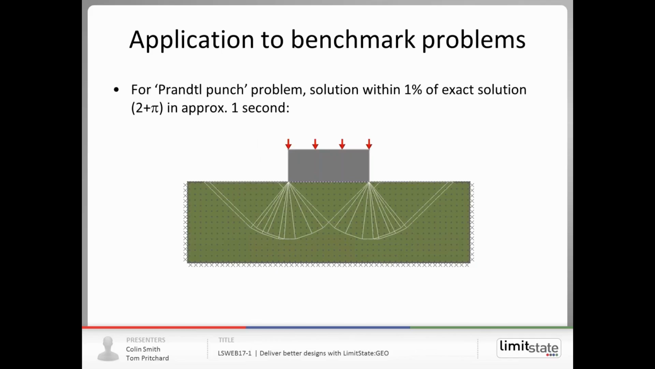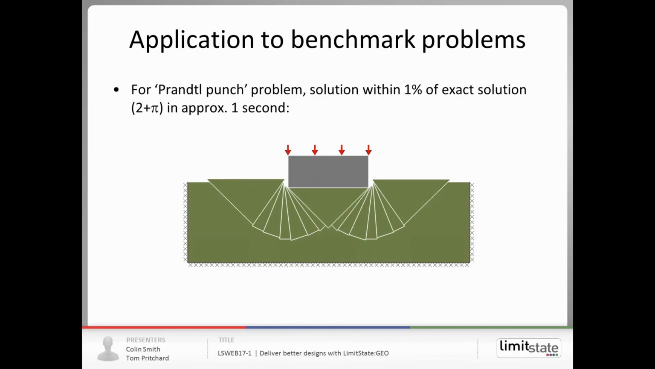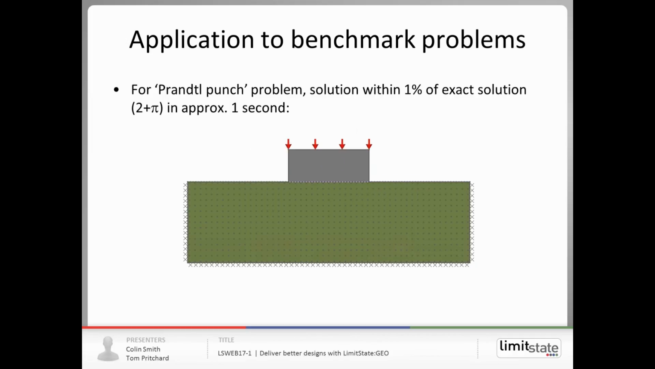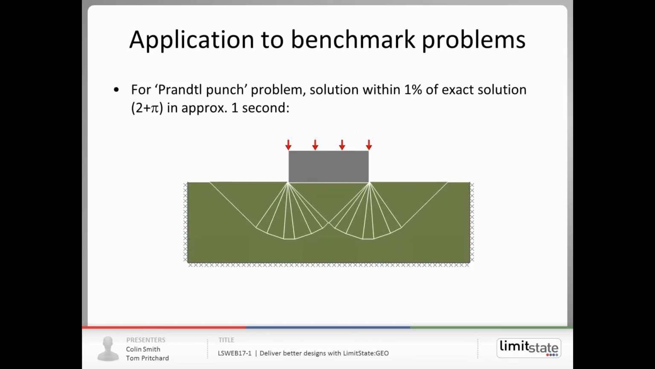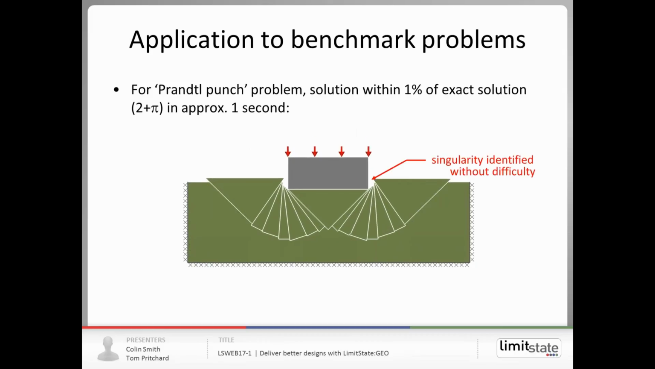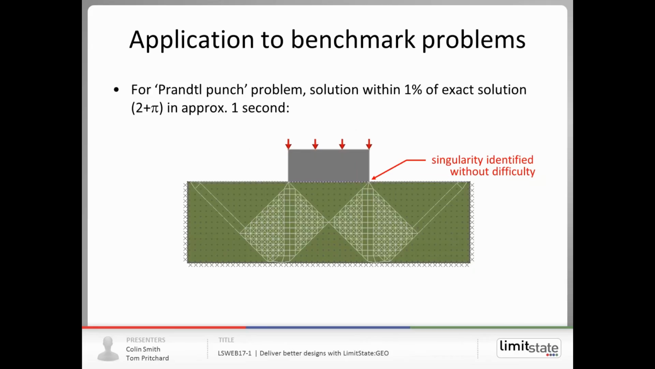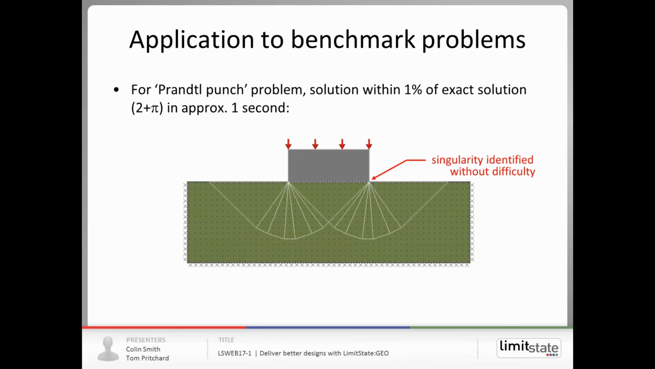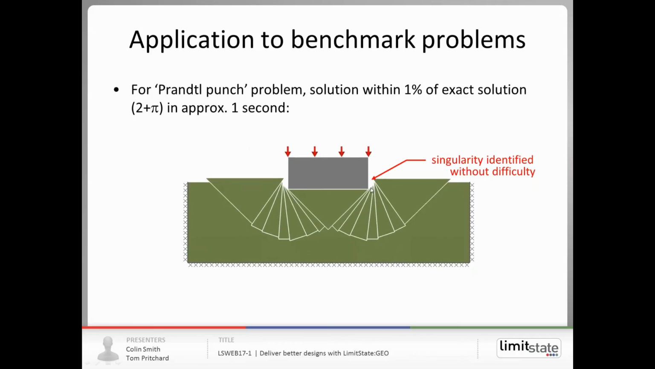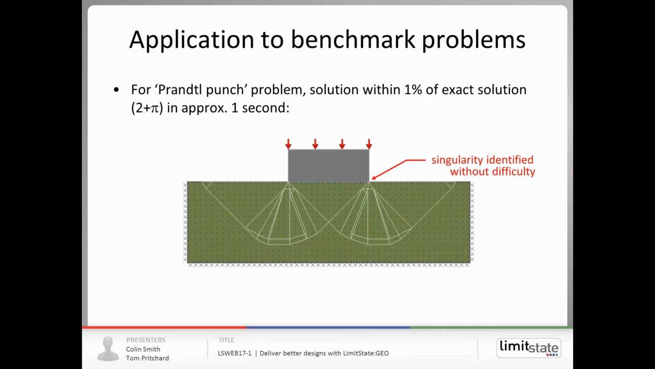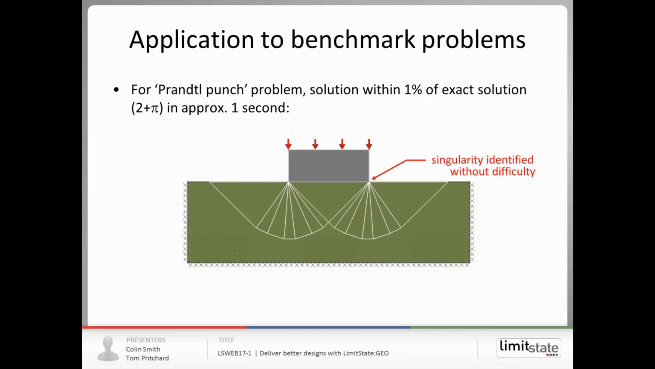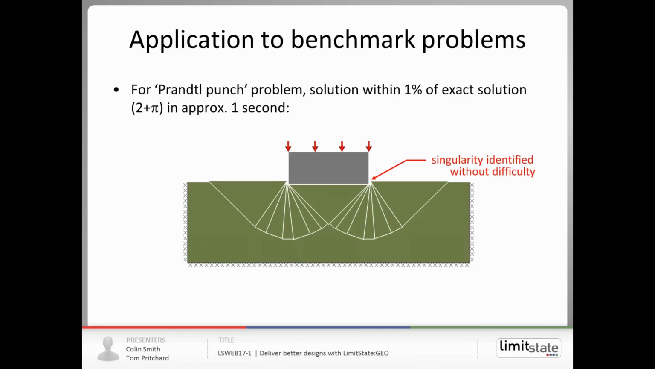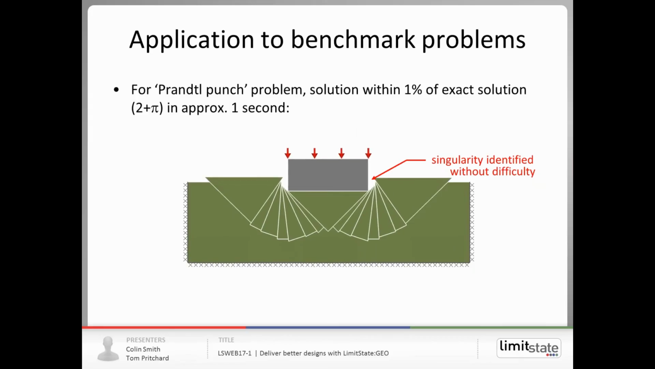So how accurate is this? Well, we've applied it to many benchmark problems. This is a classic Prandtl punch problem. The solution is known to be 2 plus pi. You get to that within 1% in less than a second with the software. A very useful feature of the software is that it identifies singularities in the mechanism without difficulty. That's something that can often challenge finite element approaches that need to use mesh refinement to deal with that. The software just inherently deals with it, with no special programming, and these singularities or fan zones turn up quite often in limit analysis problems.